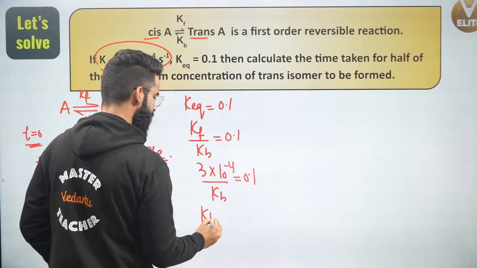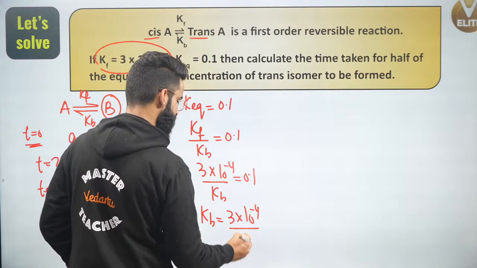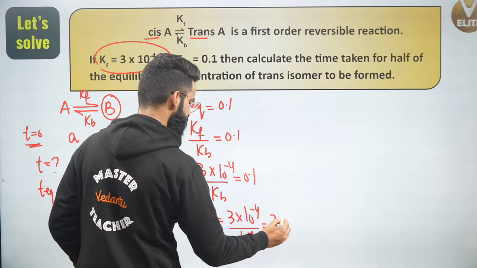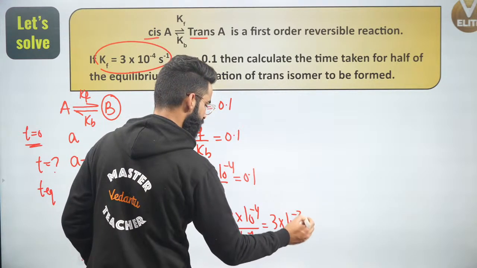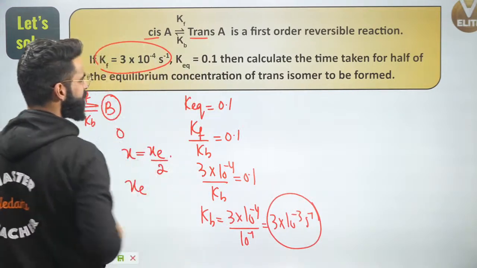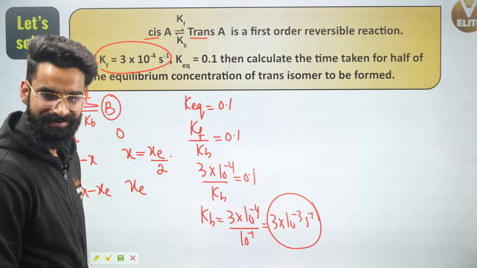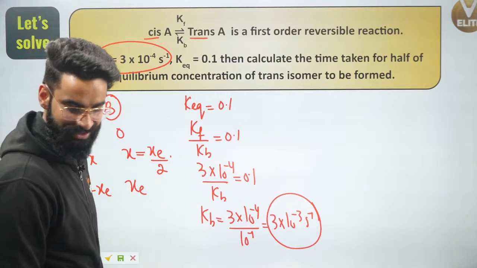So from here, can I get the value of Kb? It's going to be 3 multiplied by 10 to the power minus 4 divided by 10 to the power minus 1. It's going to be 3 multiplied by 10 to the power minus 3. I got the value of Kb. I have the value of Kf as well. Now it's done. The question is dusted.